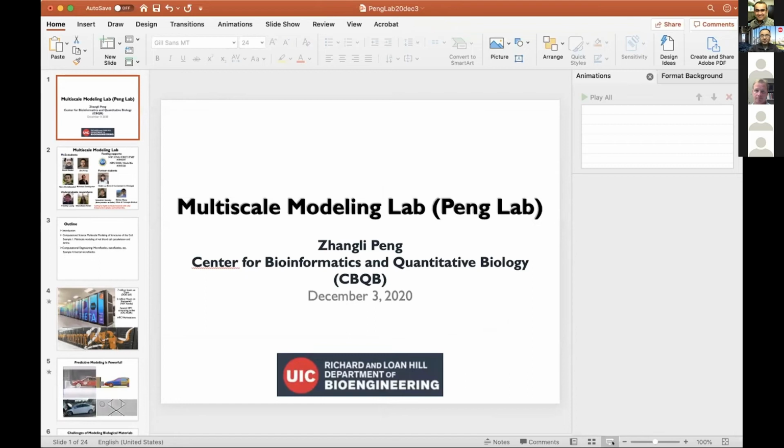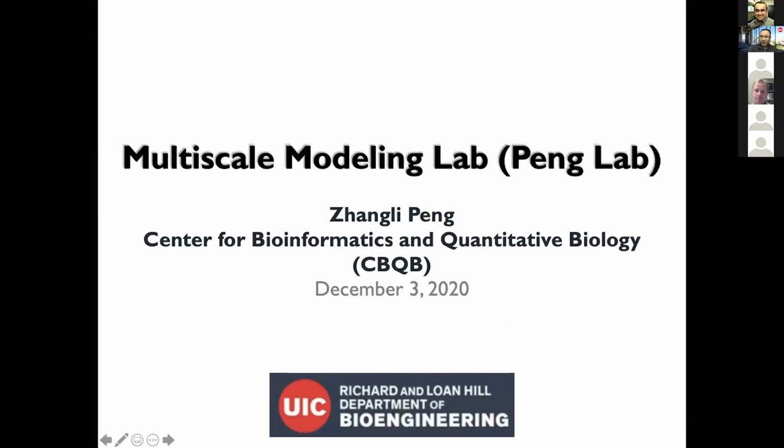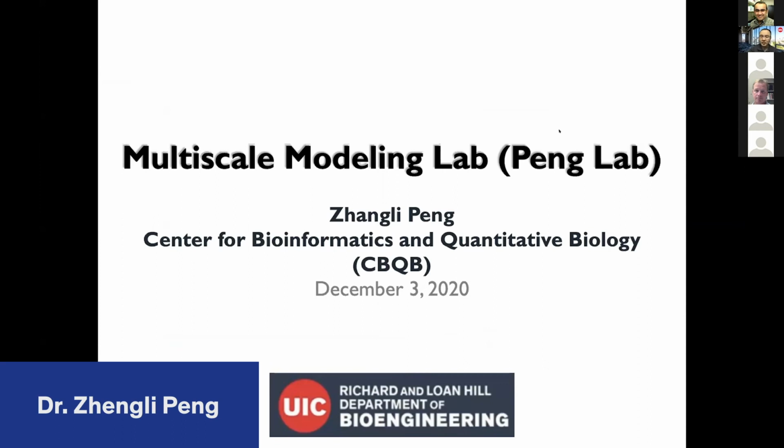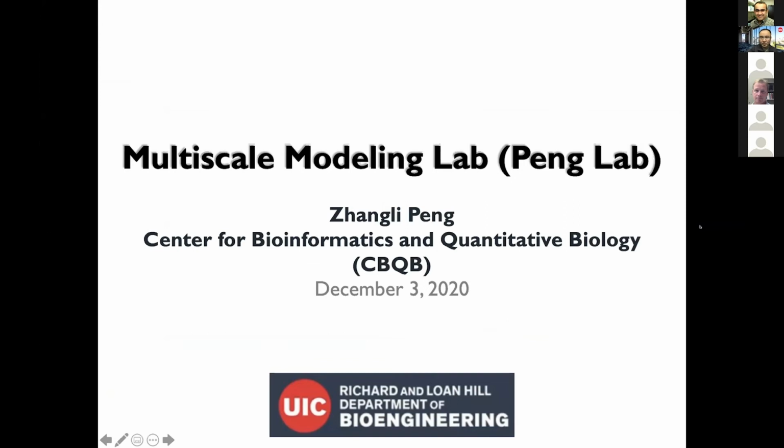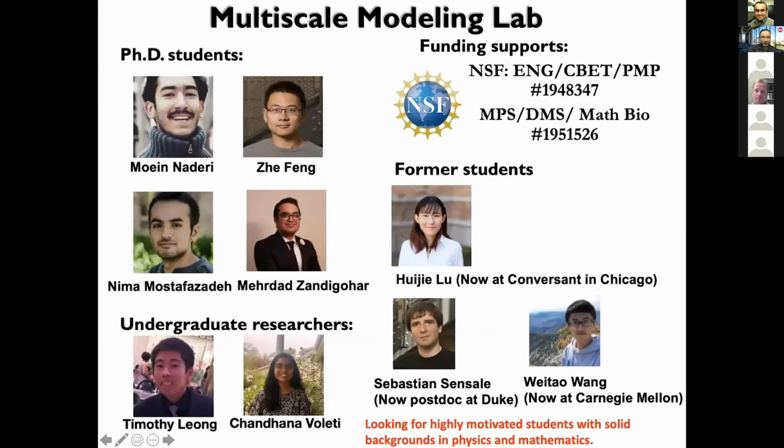Okay, let me start. So my lab is mainly about multi-scale modeling. We are also part of the Center of Bioinformatics and Quantitative Biology. So here are the members of my lab. We currently have 4 PhD students and 2 undergraduate researchers. Our former graduate students, for example, Hui Jie went to industry in Chicago, and of the other 2, Sebastian is a postdoc at Duke, and Wei Tao is at Carnegie Mellon.